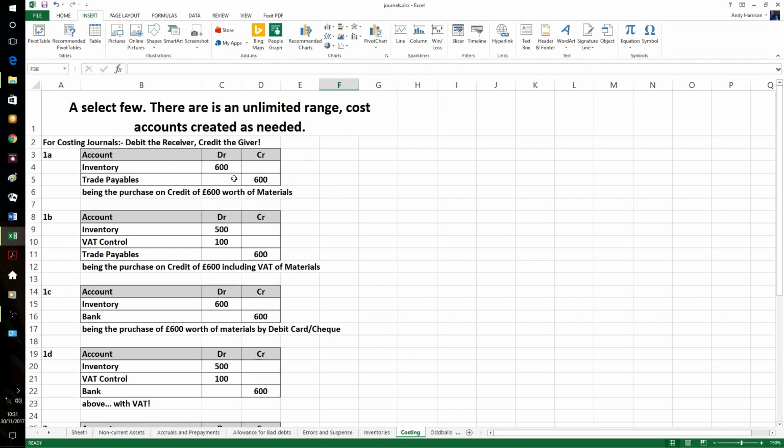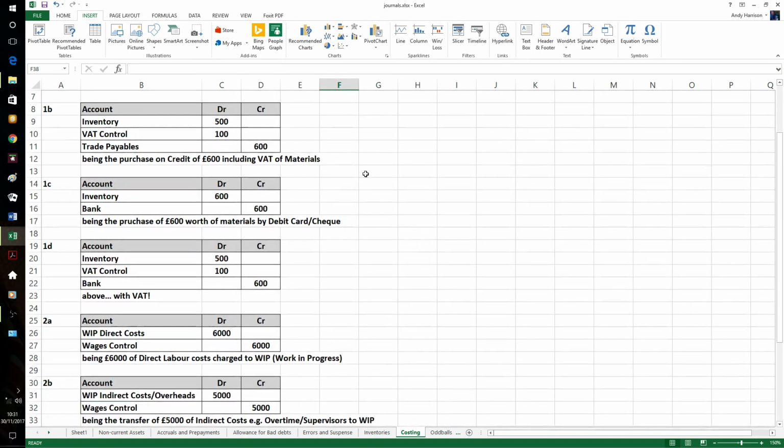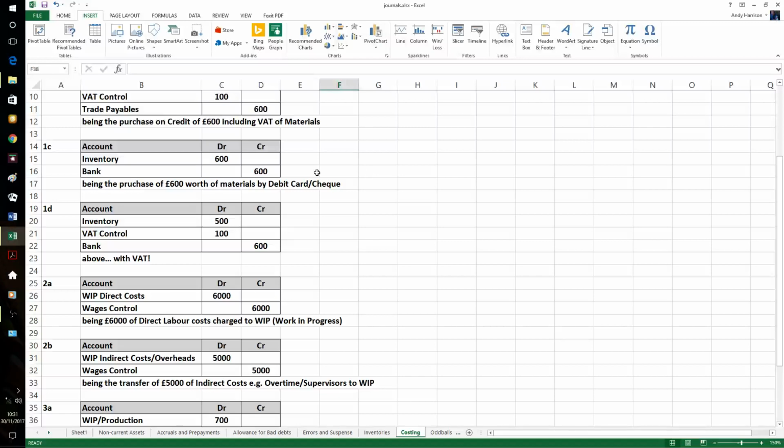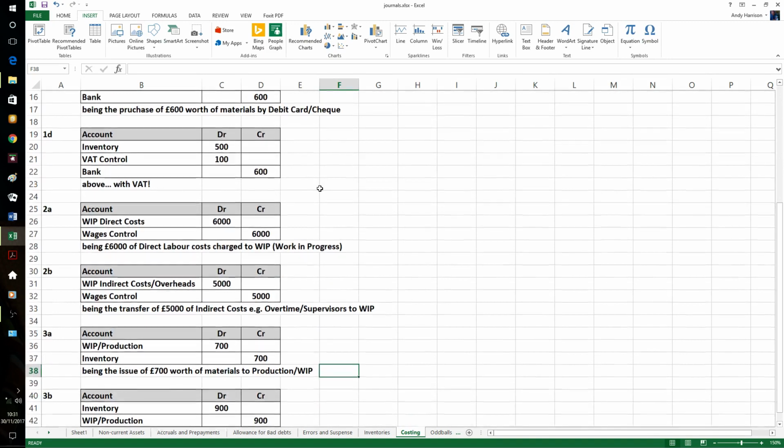So we bought some inventory, stores, stock, whatever the cost centre is, on credit, hence it's credit trade payables, debit inventory. This is the same transaction with VAT, because we'd only put the £500 into inventory, the net. And then if we bought it on debit card, of course it would be credit bank. And then VAT, still buying it from the bank, but we've now got VAT involved.